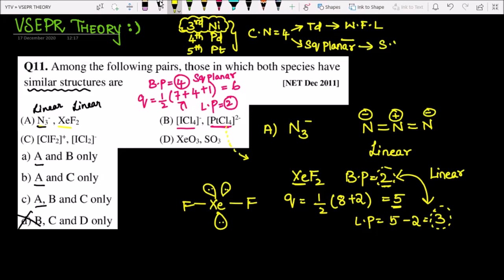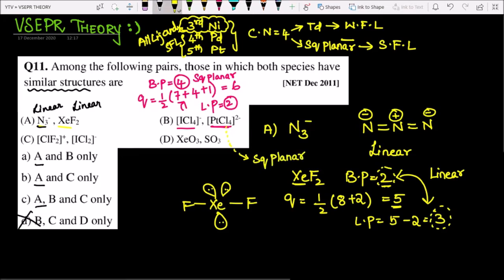If it is a strong field ligand, then it's going to be square planar. This is for 3rd period elements. If the metal belongs to the 4th or 5th period, then all ligands will act as strong field ligands, and in that case it's always going to be square planar. So PtCl4 2 minus is also square planar since it belongs to the 5th period.